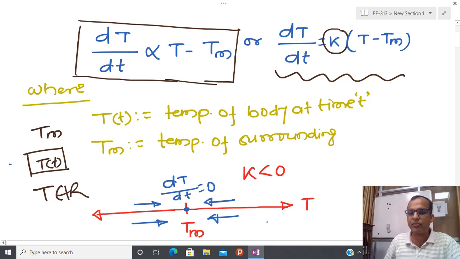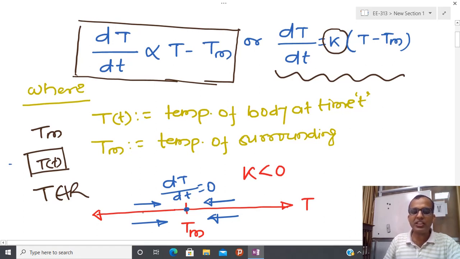Due to that reason I have drawn this line, and let us see what happens if I am at T equal to Tm. At that time dT by dt equals 0, so the rate of change of temperature is basically 0. If you interpret T as a position and dT by dt as the rate of change of position, something like velocity, then you can again apply Newton's first law. If you start from the point T equal to Tm, then you are not going to move.